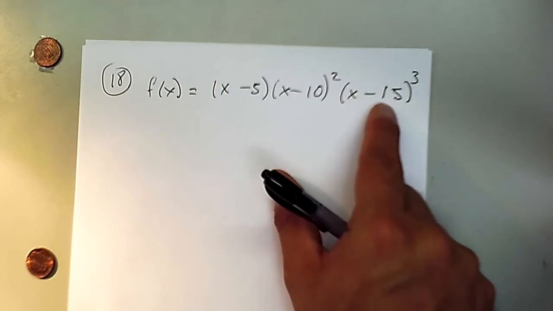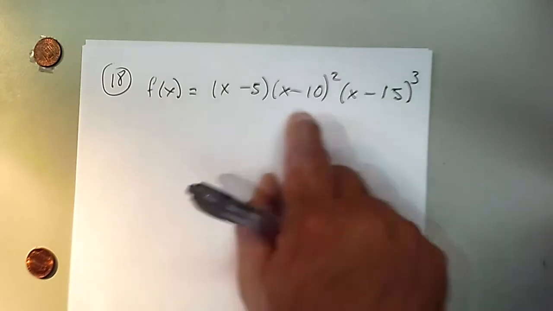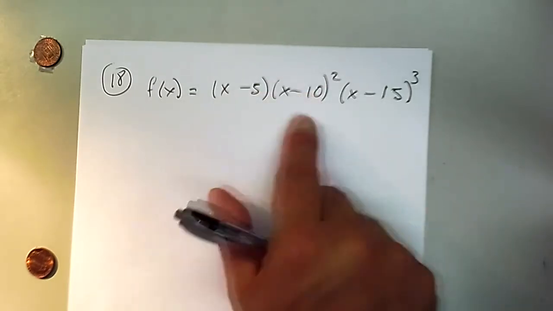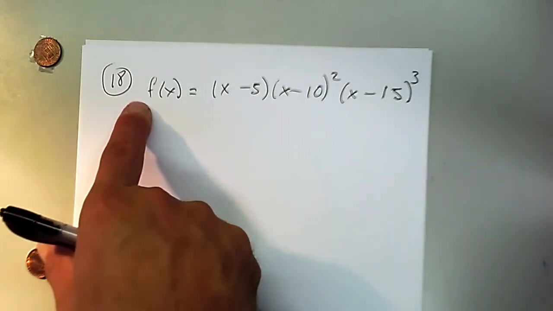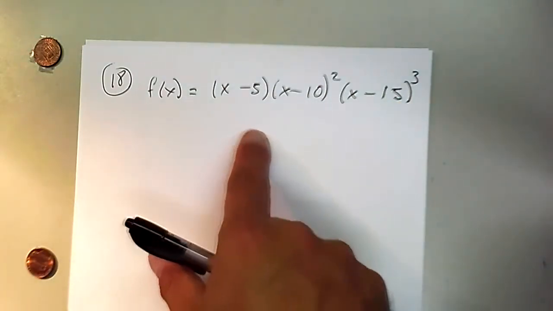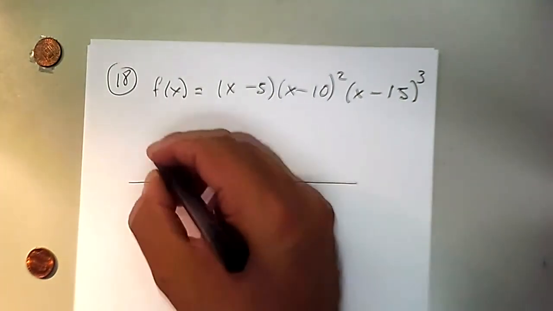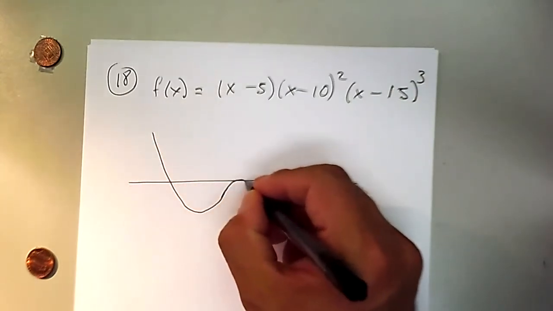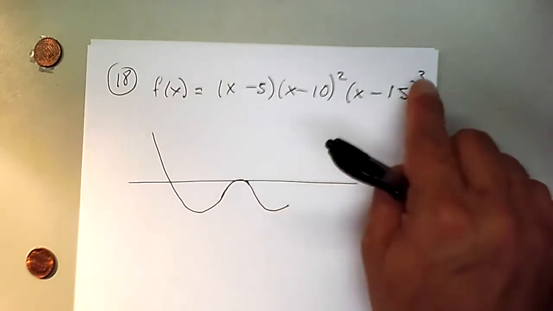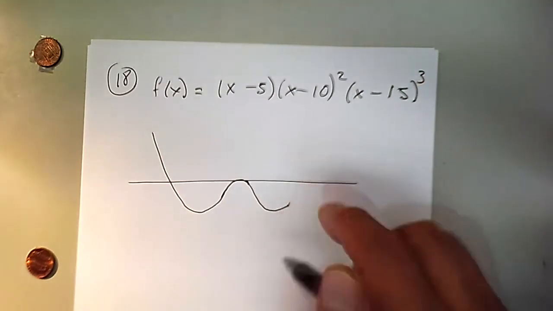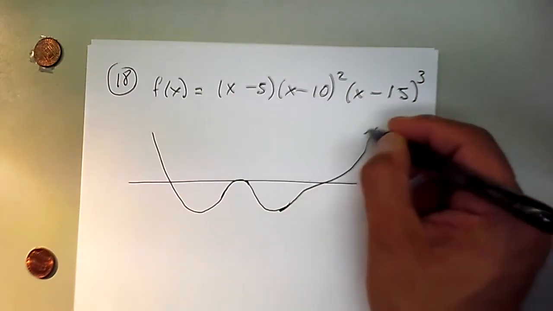Every time we have an odd multiplicity, the line or the graph goes through, and every time we have an even, we bounce off. This is multiplicity 6, so then I'm expecting something that comes down, and it bounces, and then it goes up eventually. So through the 5, bounces off the 10, through the 15. Now, this cube means that when we go through the 15, we're going to kind of twist it a little bit. That's the only thing that is different.